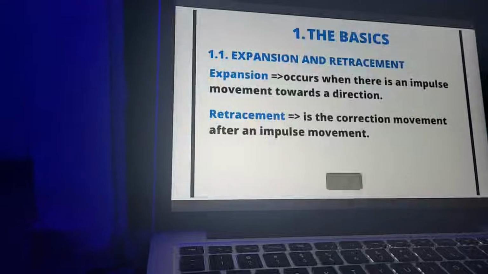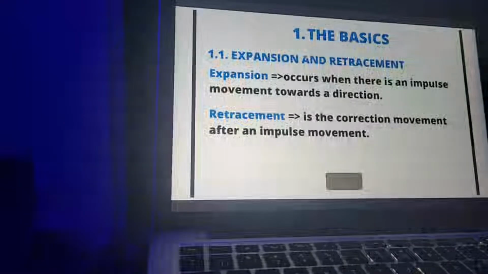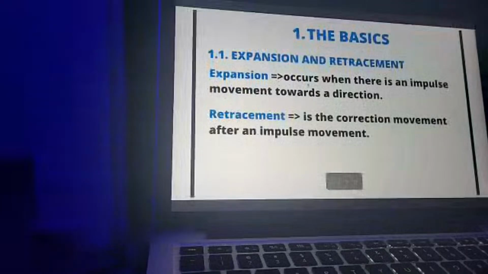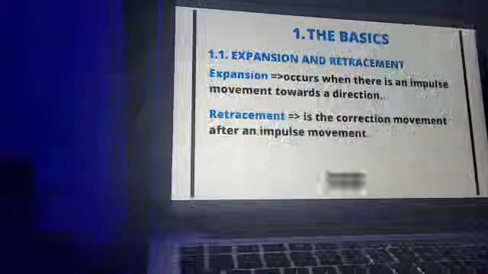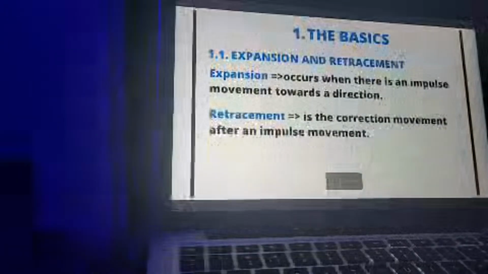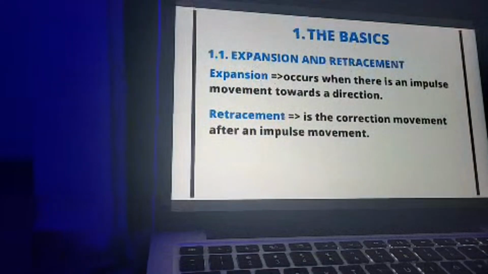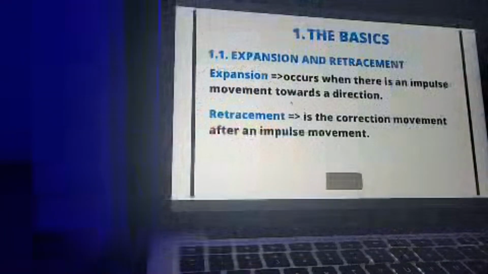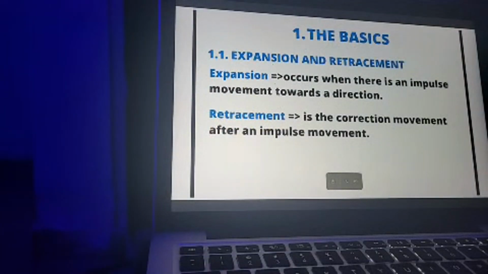We need to look at expansion and retracement. In your notebook, you can type this short definition for expansion: it occurs when there's an impulse movement towards a direction. That's what we call expansion. And retracement is the correction movement after an impulse movement. The retracement is what corrects this expansion right here. We'll be looking at this in the chart, and I'll show you an example of what it looks like. So you can type this down in your notebook, like I said, we'll be needing a notebook.